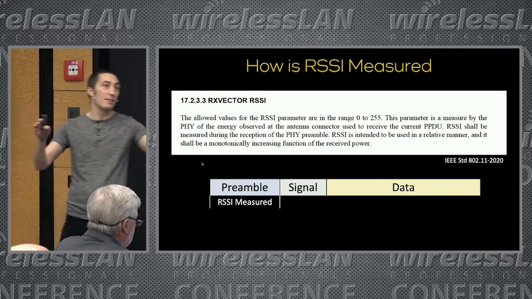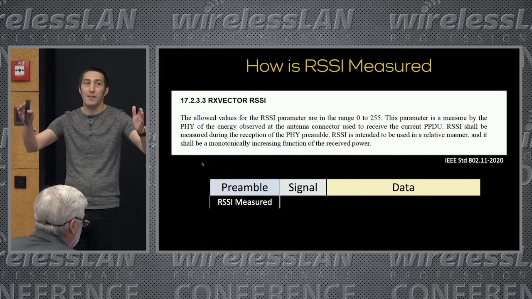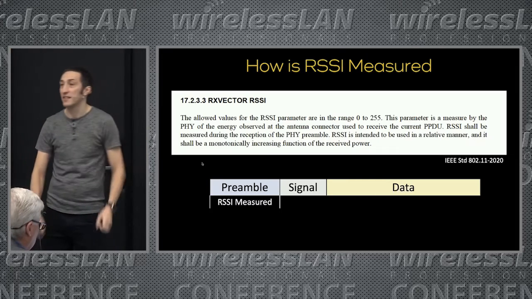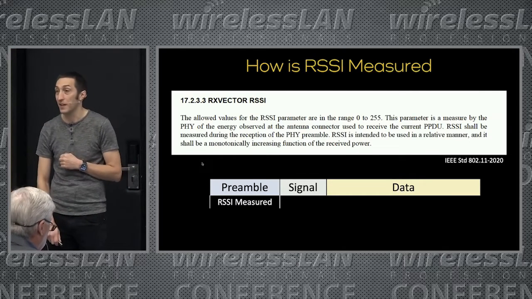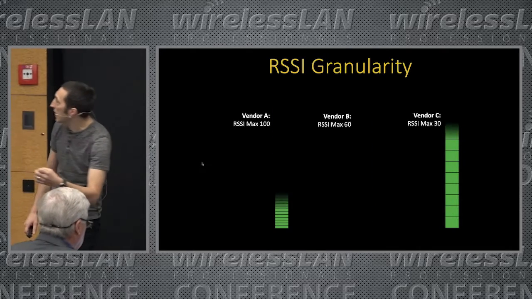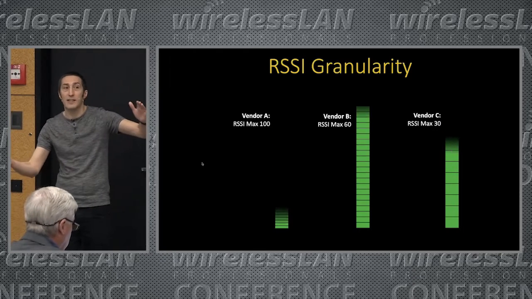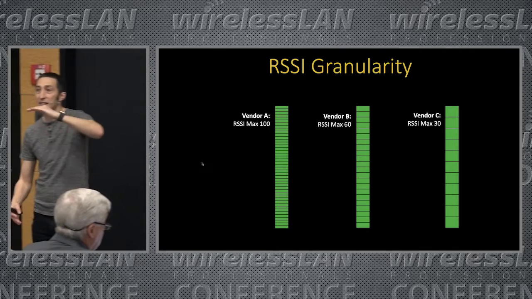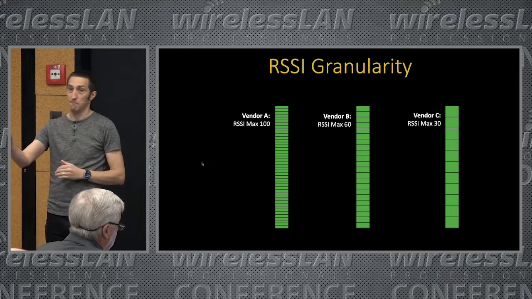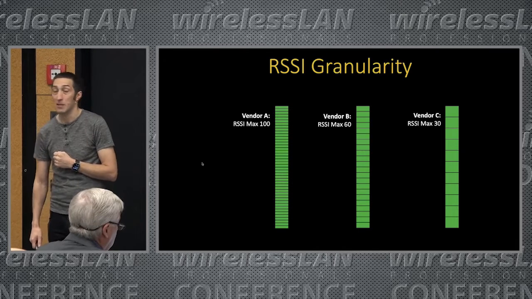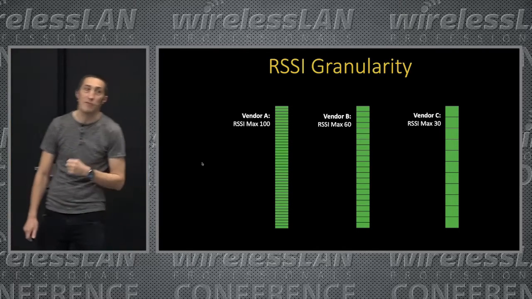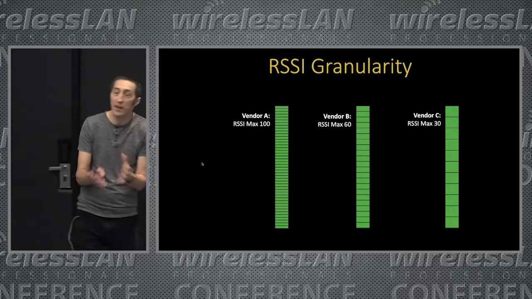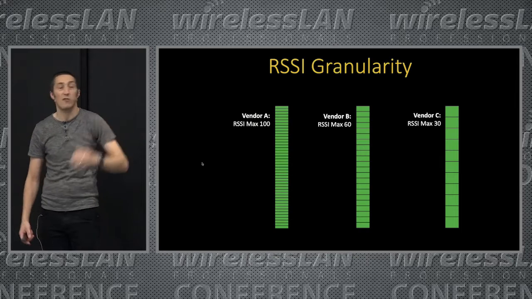RSSI is going to come up with a value between 0 and 255, but it doesn't have to use all those numbers. Some vendors measure signal strength between 0 and 60, some between 0 and 100, some do 0 to 255. Different chipsets will split the signal they can receive into bins, and they can measure particular signal strengths depending on what they see as their max RSSI value. One vendor might have 100, that's vendor A on my diagram, one might have 60, one might have 30, but they're going to measure signal strength in these different bins. Obviously, if I only measure 30 bins, there are only 30 different signal strengths I can report, maximum.